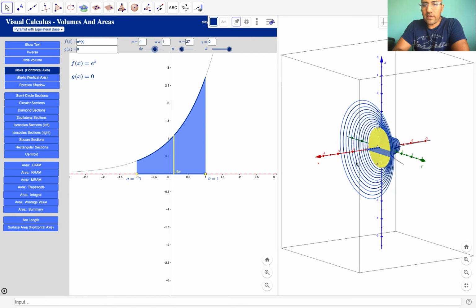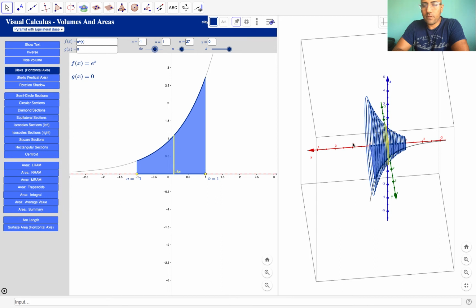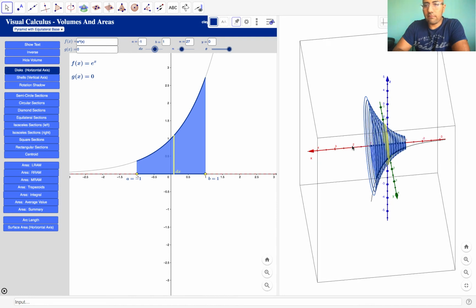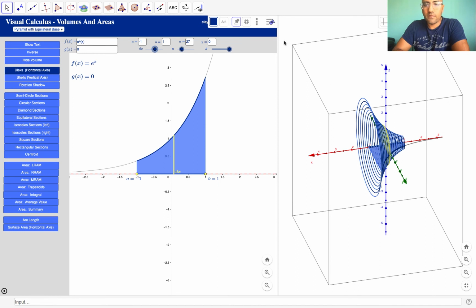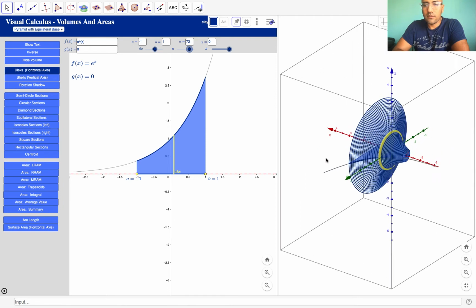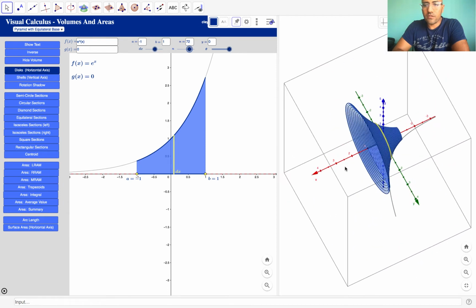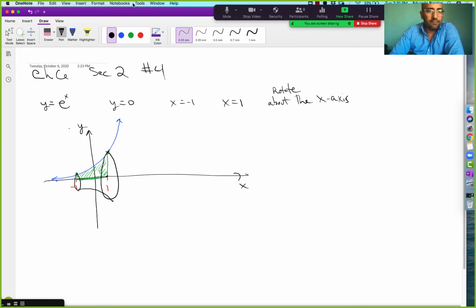Now, one thing, remember that this 3D generator here might give you the impression that it's hollow in the center, but it's not. I think if I increase this thing, it might look a little, well, not really. It still looks hollow, and it's not. It's not supposed to be hollow. Okay, so it's a solid piece like this.